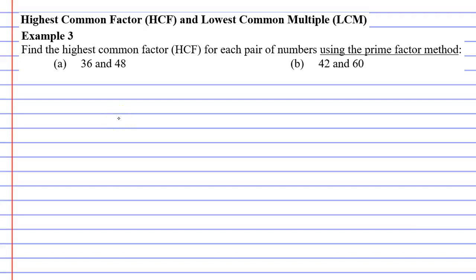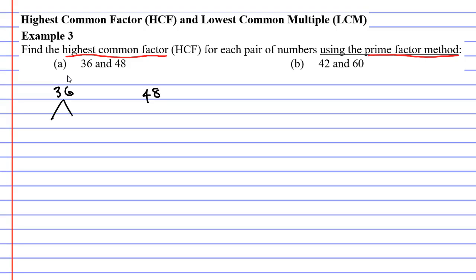In this video we are completing example 3, and once again we're finding the highest common factor, but we're going to do it a little differently this time. We're going to do it using the prime factor method. So what does that mean? Well, we're going to find the prime factors of 36 and 48 first.